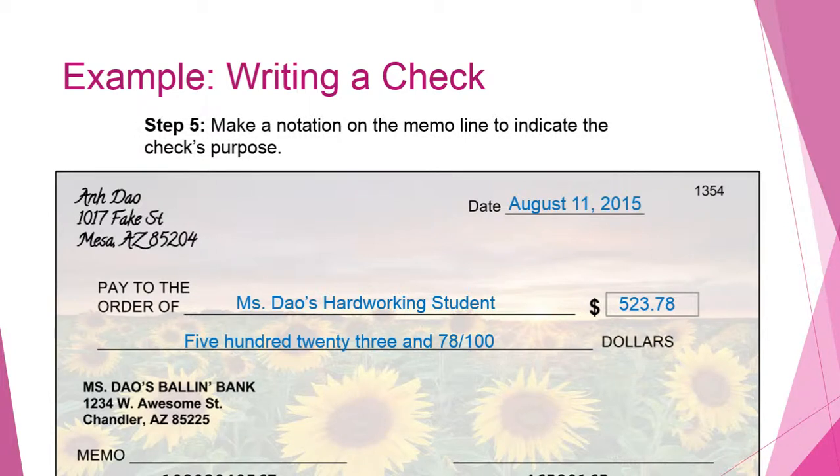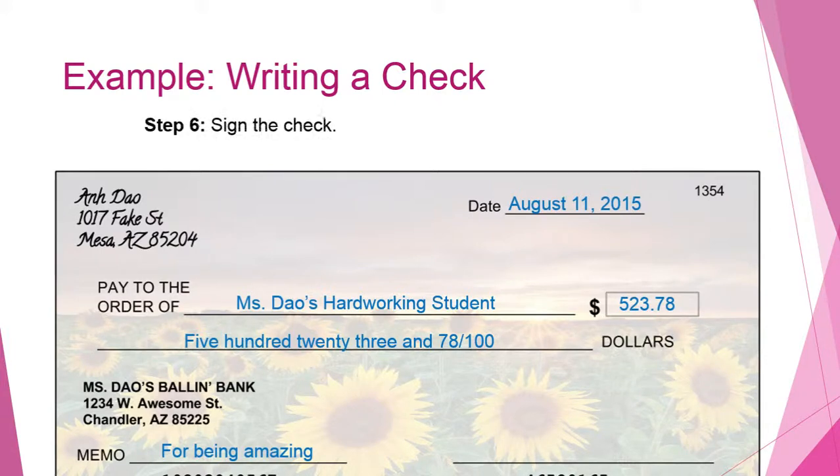Step 5 is to make a notation on the memo line to indicate the check's purpose. So this one you don't have to do, but it's always good for you to come back later and remember what the reason was for the check. So for me, the memo is for being amazing. And then the last step, the most important part of this check, is your signature. So that's my signature right there. Keep in mind, it is your signature. You're the one who wrote the check. You need to sign it.